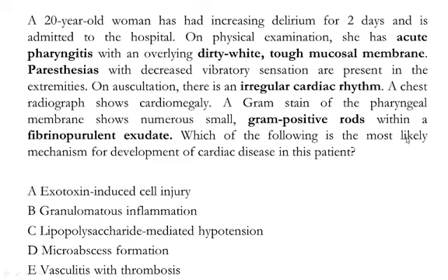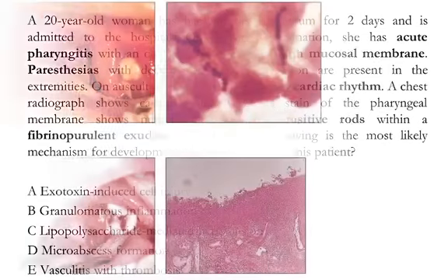Which of the following is the most likely mechanism for development of cardiac disease in this patient? So the correct answer is, and everyone is correct. Good job, guys. So that's exotoxin-induced cell injury.